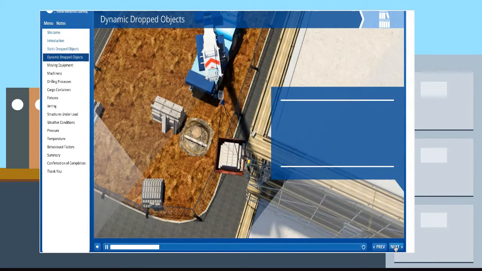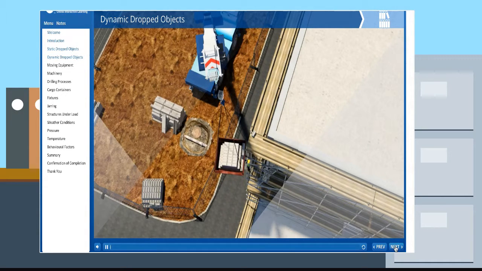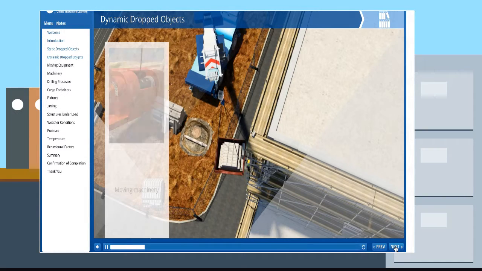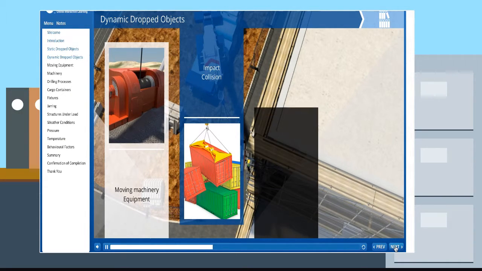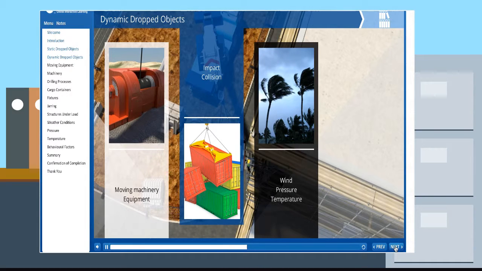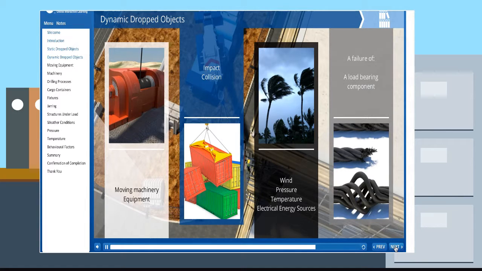A dynamic dropped object is any object that falls or is propelled due to an applied force. This is typically caused by moving machinery or equipment, impact or collision, forces created by wind, pressure, temperature or electrical energy sources, or failure of a load-bearing component, appurtenance or structure.